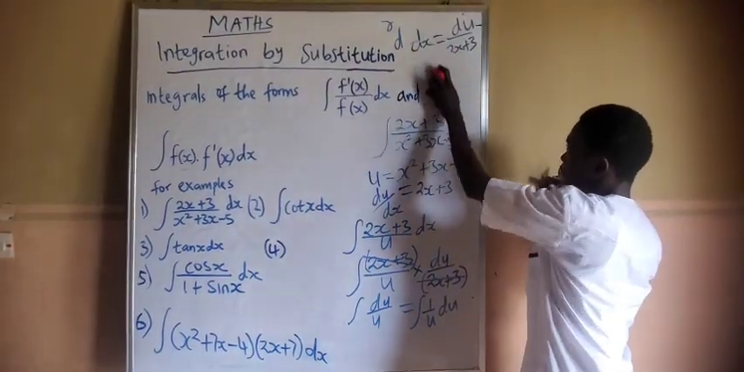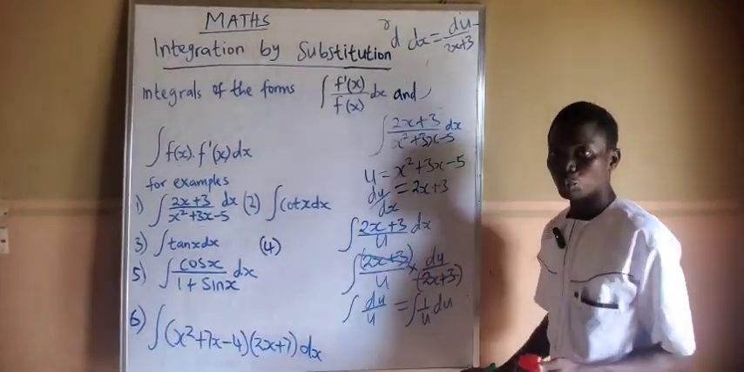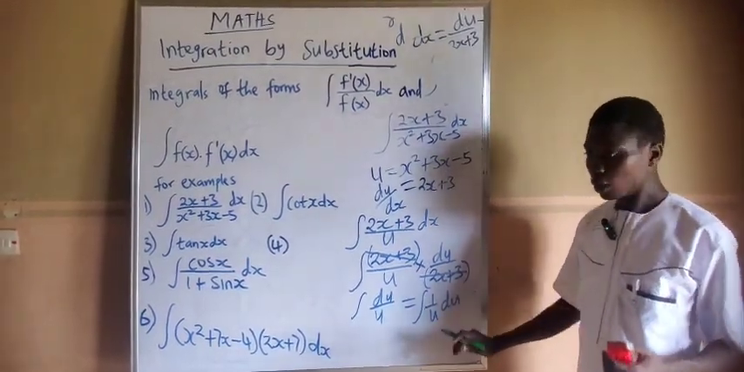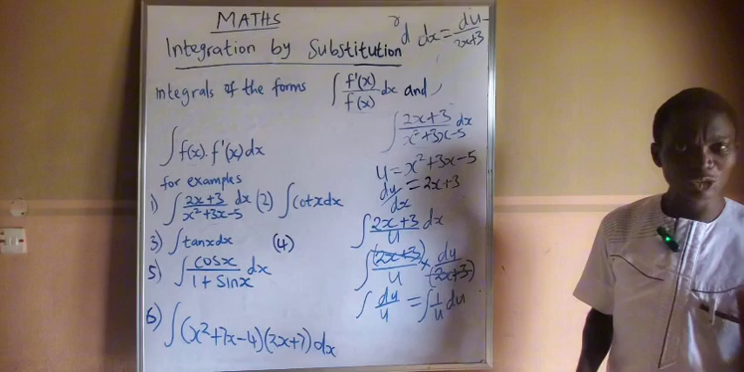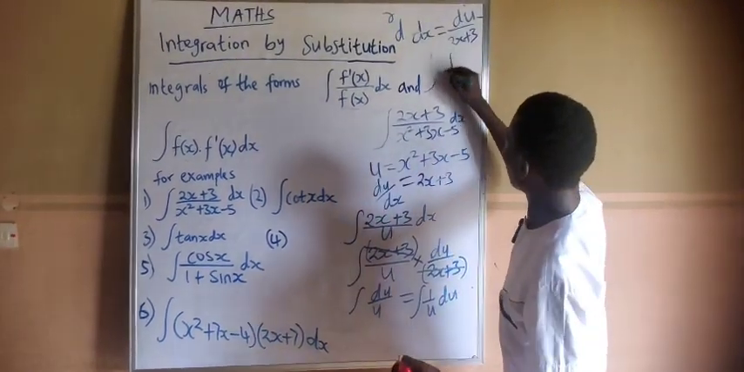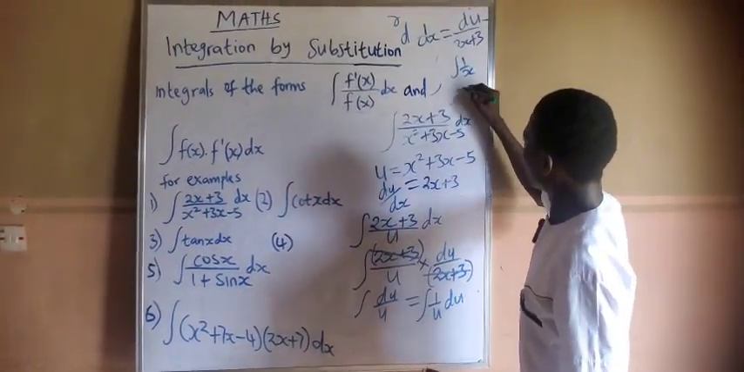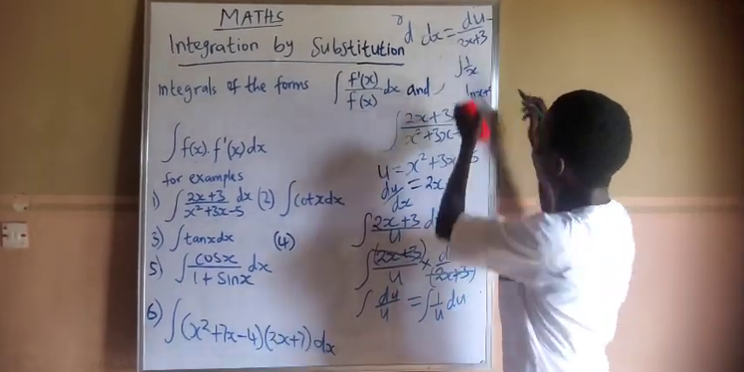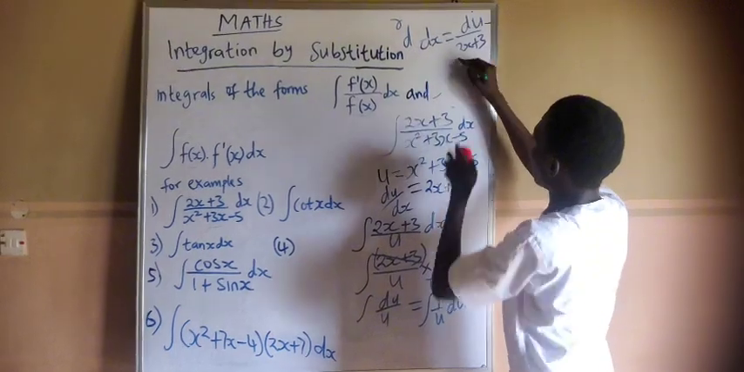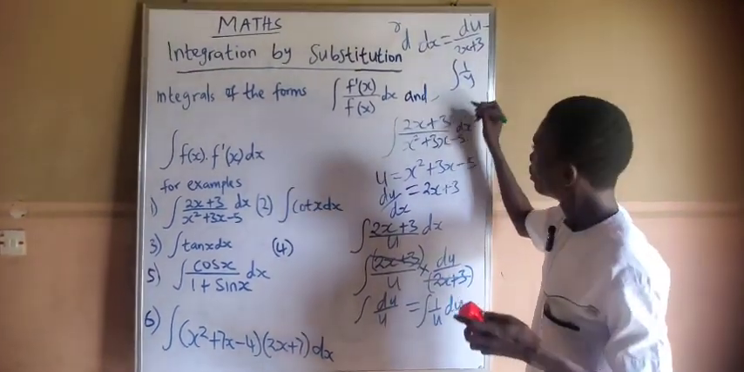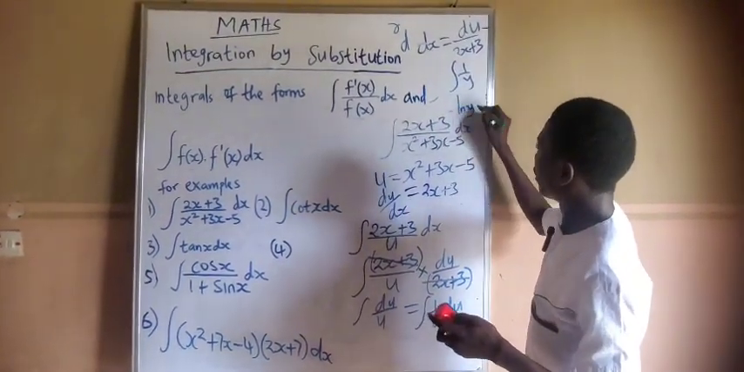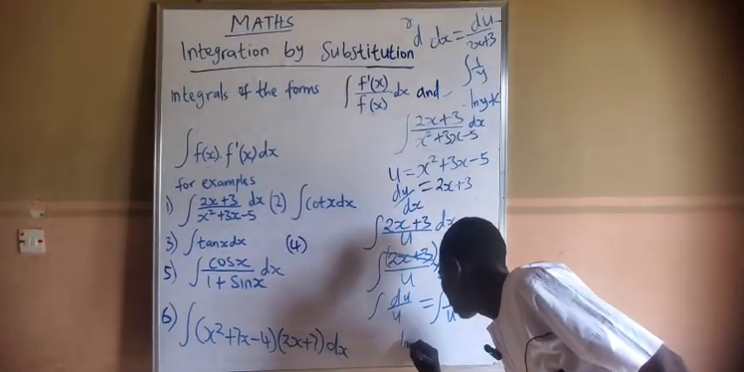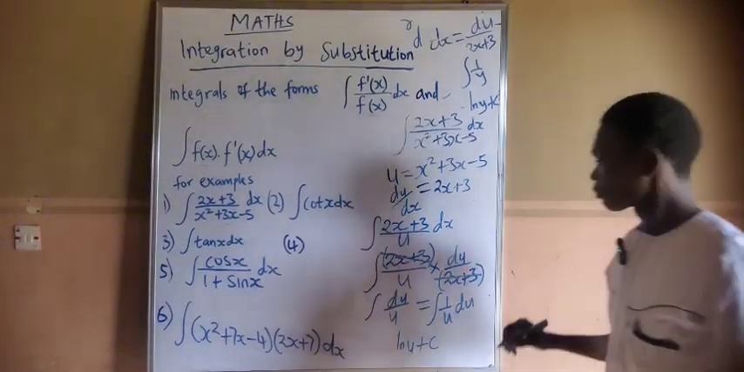So now if you integrate 1 over u, we can integrate because this is u and this is also u. 1 over u will give you ln u. What if I give you 1 over x? It will give you ln x. Mind you, when integrating, you have to include your constant. What if I give you 1 over y? It will give you ln y. Make sure you include your constant. So if I integrate this, it will give me ln u plus C.